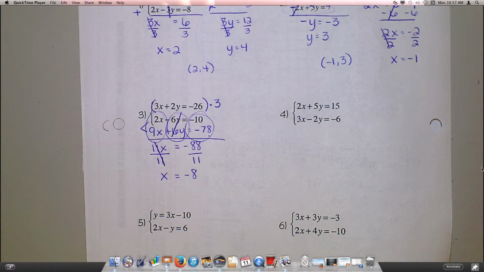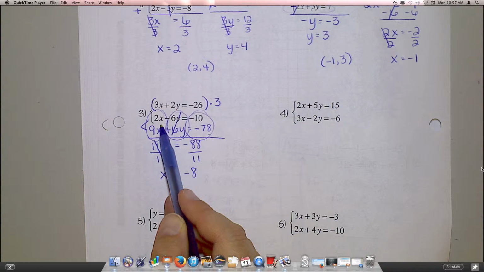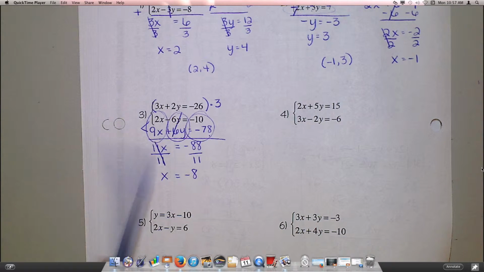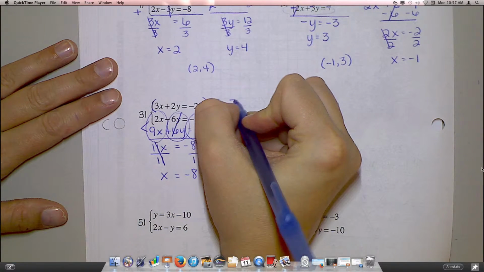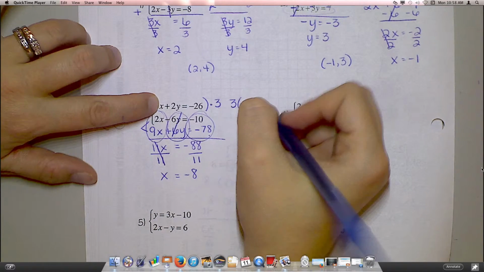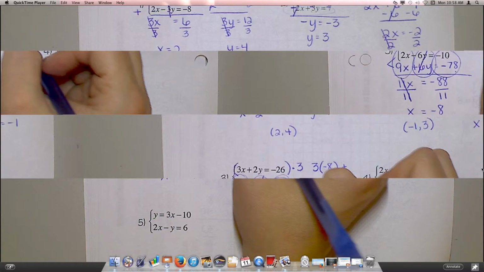When I go to plug back in, I can plug into any of these 3 equations. Any one of these 3 is totally valid. I'm going to go with the top, just because I haven't scribbled all over that one yet. So 3 times negative 8, so I'm putting it in for the x spot. Negative 24. You may be able to just write it as negative 24, but I want you to see what I'm doing with it.